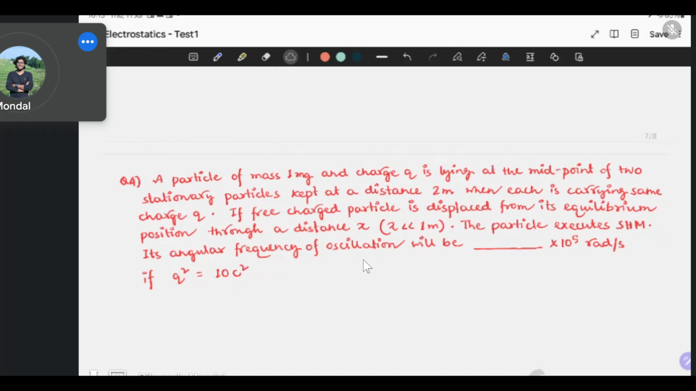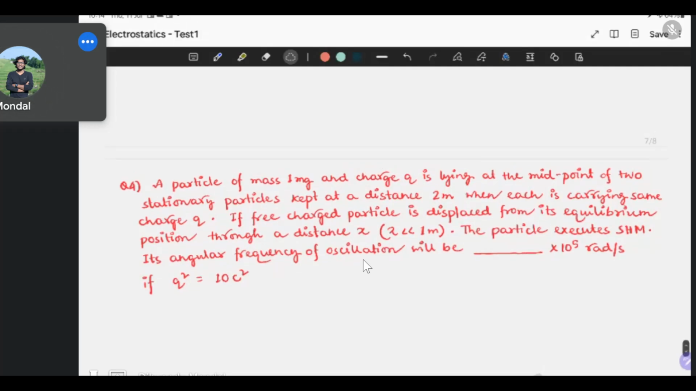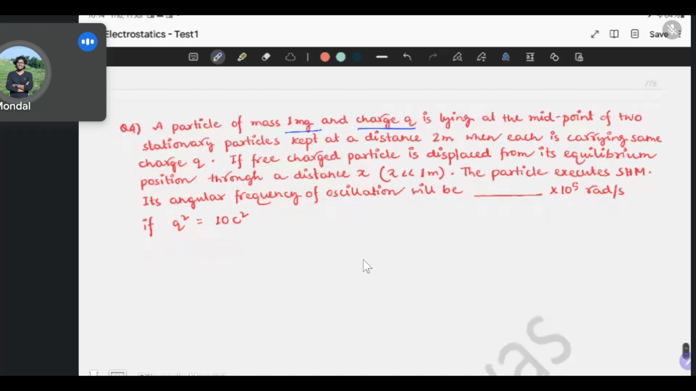Anyway, so let me talk about this problem. A particle of mass 1 milligram and charge q is lying at the midpoint of two stationary particles kept at a distance of 2 meters. So there are two stationary particles kept at 2 meters. Let me write this down.